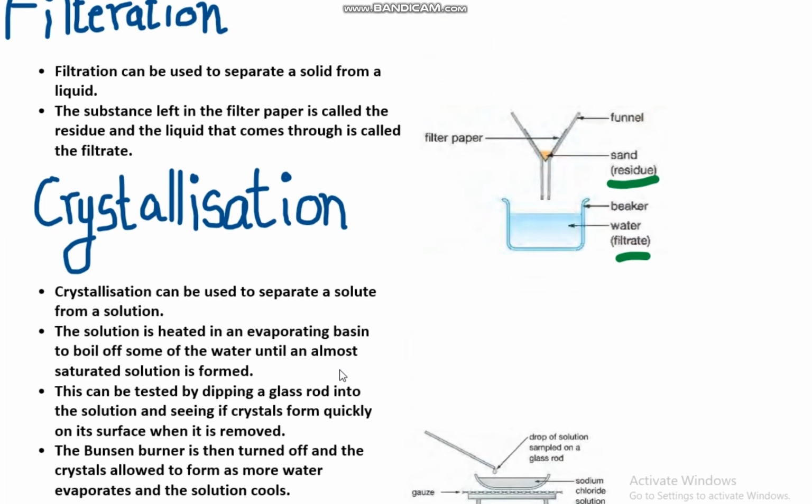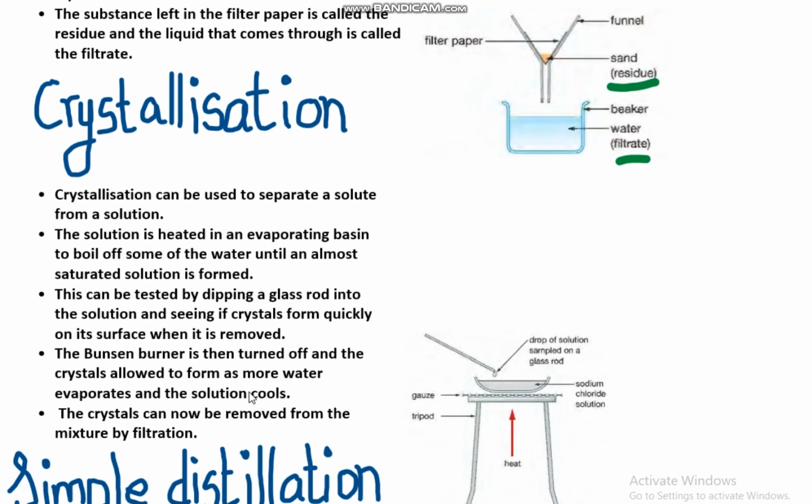The solution is heated in an evaporating basin to boil off some of the water until an almost saturated solution is formed. Saturated solution, as I explained before. And then after heating it, we can test it by dipping a glass rod into the solution, seeing if crystals form quickly on the surface when it's removed. And the Bunsen burner is then turned off, and the crystals are allowed to form as more water evaporates and the solution cools. The crystals can now be removed from the mixture by filtration.